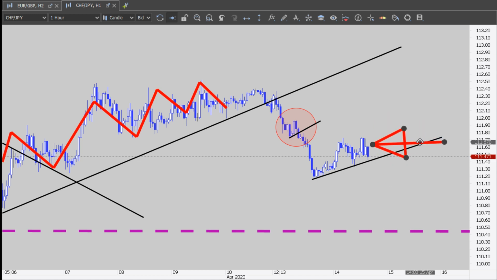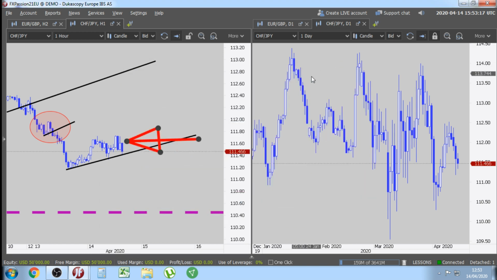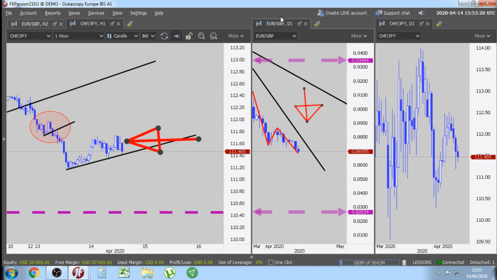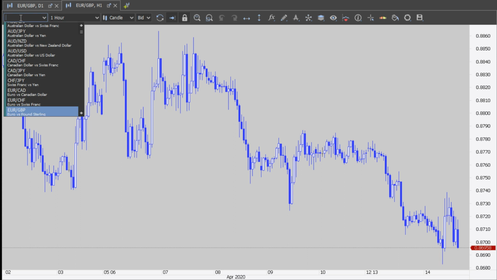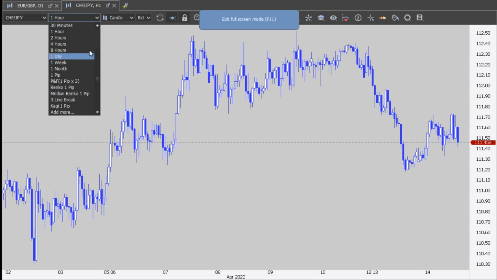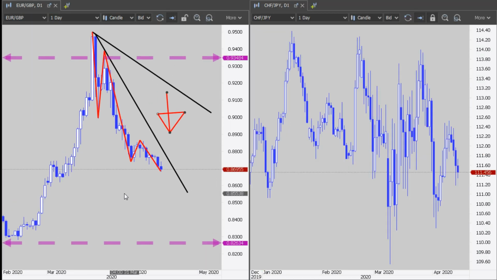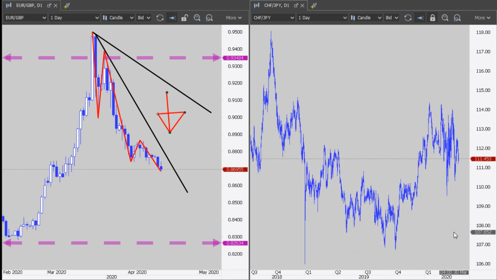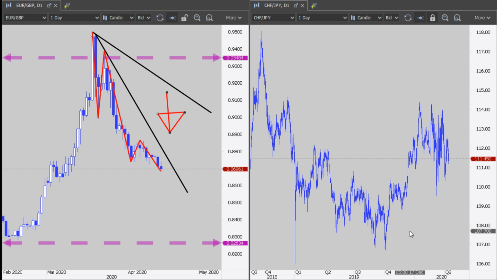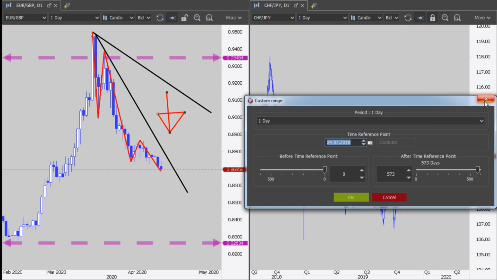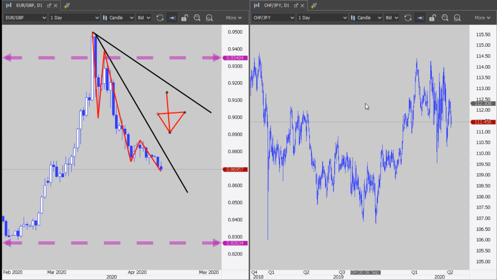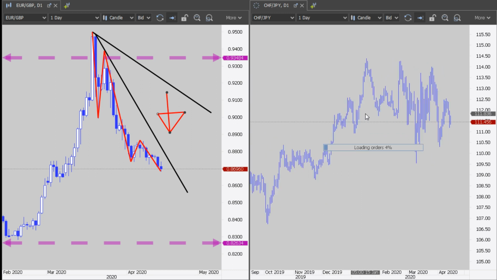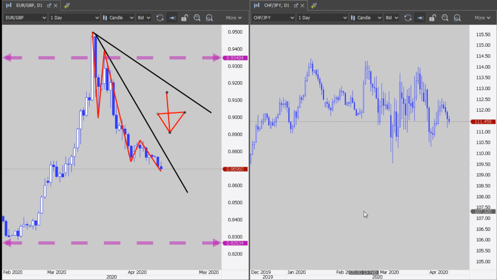Okay, time to shine. How is that different to the previous example you showed us? The previous example has nothing to do. Look at time to shine, Euro GBP and CHF JPY. Look at the daily chart, I'm going to show you how this is different. Do you think those two charts have anything in common? Do you think the Euro GBP daily chart has anything in common with the CHF JPY? Do you think this is the same way?